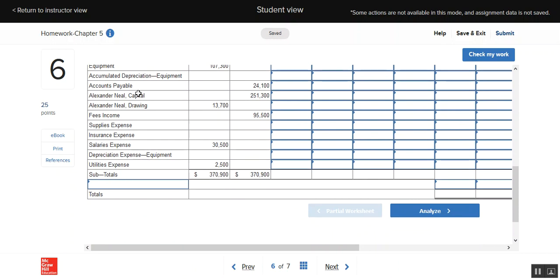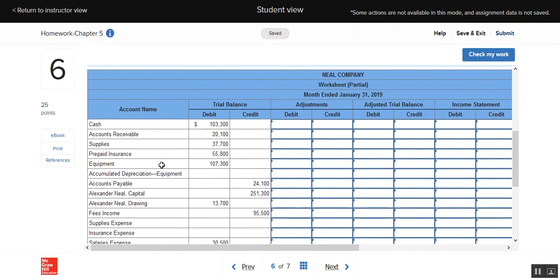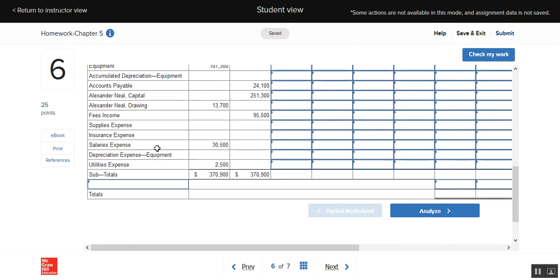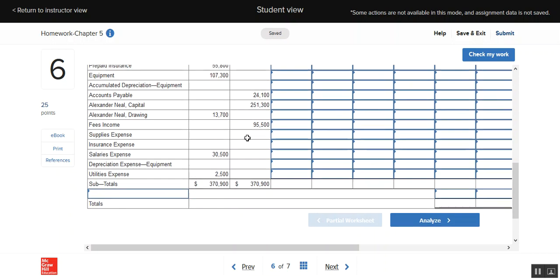These are all the accounts that you're using, and they're listed in order from assets all the way down. All these are assets, or this one's actually a contra asset. We have one liability right here. We have two equity accounts, and then we start with our revenue, and then everything else is an expense account. So they should be listed in that order, and they are.